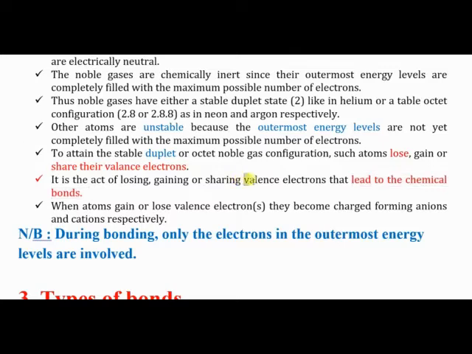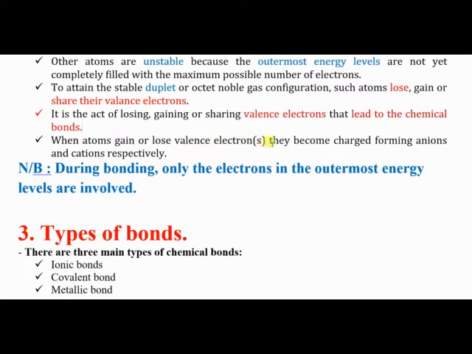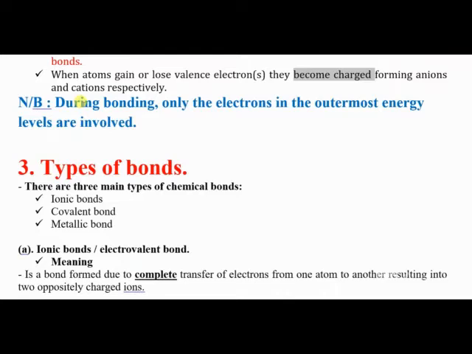It is because of losing electrons, gaining electrons, or sharing valence electrons. Valence electrons are the electrons found in the outermost energy level. Once you have written the electron configuration, the electrons in the outermost energy level are the ones responsible for chemical bonding, not the inner energy levels. When atoms gain or lose valence electrons, they become charged, forming anions and cations respectively. That's not very important.